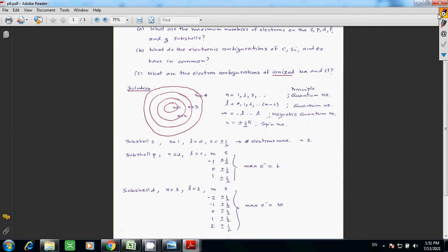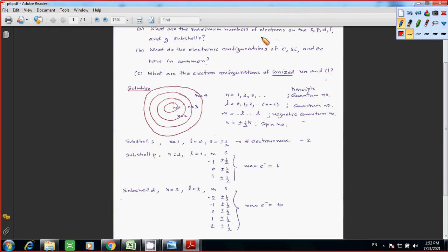Let's take a look at the atom structure. They ask you what the maximum number of electrons is on the s, p, d, f, and g subshells. So basically the atom shells look like this, starting from n equal to 1, n equal to 2, 3, and so on.